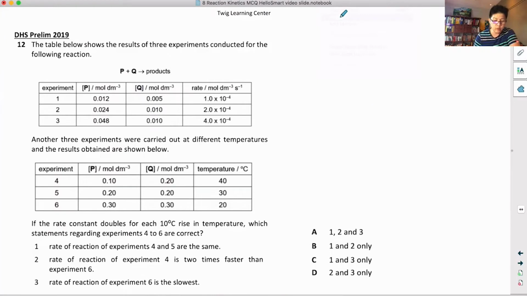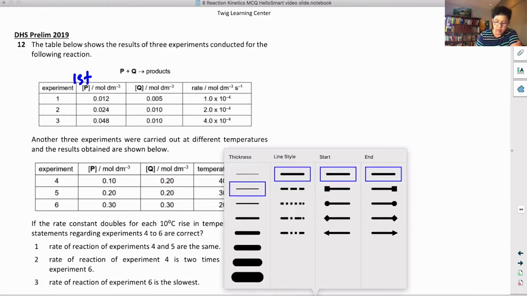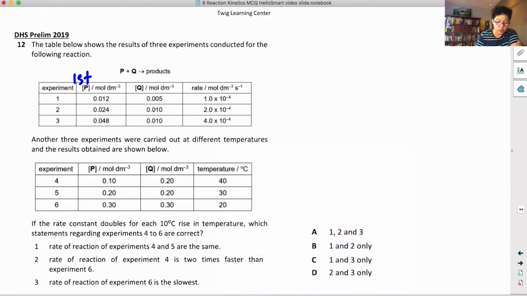For question 12, based on the first table, we shall find the order with respect to P and Q. Comparing experiments 2 and 3, when I double this, the rate also doubles. So we know it's first order with respect to P. Let's do this again. How about Q?